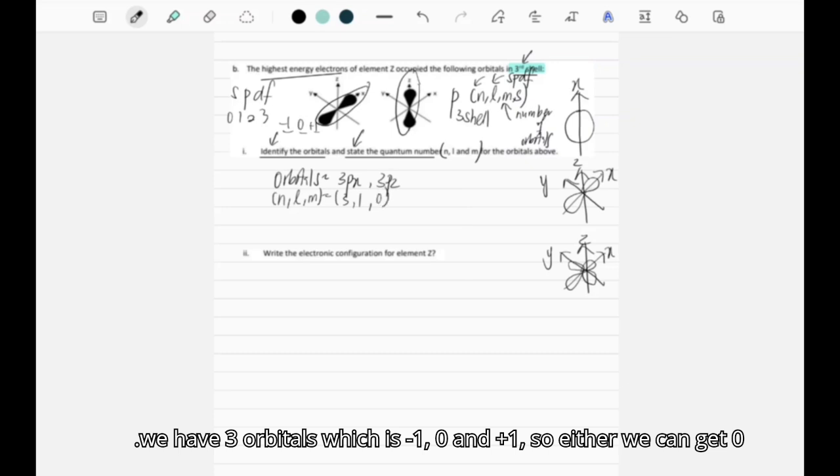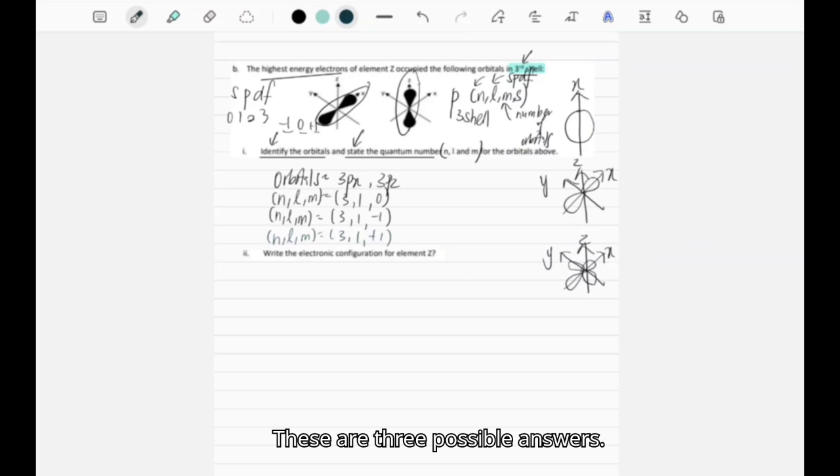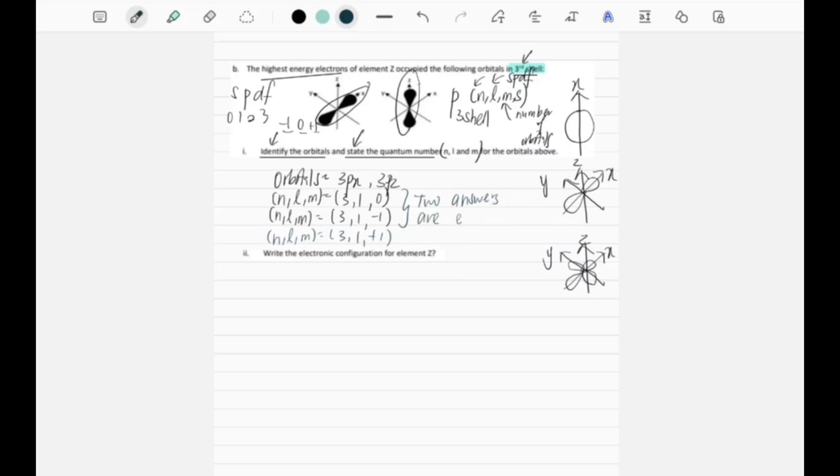So we can get 0, -1, or +1. These are 3 possible answers, whereas 2 answers are enough, because in the question we know that there are only 2 electrons in the highest energy.